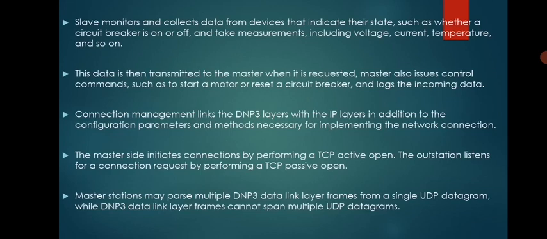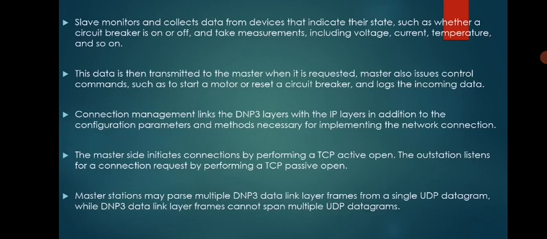The master side initiates connections by performing a TCP active open. The outstation listens for a connection request by performing a TCP passive open. So if the master wants to communicate with any device, it will communicate based on a TCP active open fashion. It means the master will send a request signal to the slave that I want to establish a communication. As a response, the slave device will perform the TCP passive open. We are calling it a two-way handshake principle. If both are ready for the communication, then communication will be established.